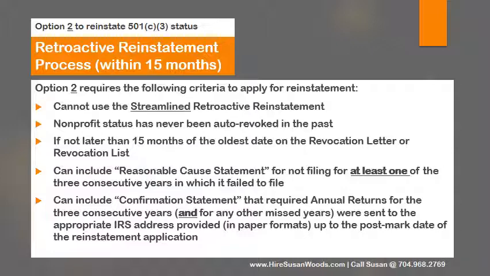So it's saying up to the postmark date of this reinstatement application. So if you are submitting your application in November of 2017, and the postmark date will have a November 2017 stamp on it, that means that your 2016 annual return must be a part of all of the returns that you send in that were missing. Very, very important. Those 5 criteria must be met in order to use option 2, which is the retroactive reinstatement process within 15 months.